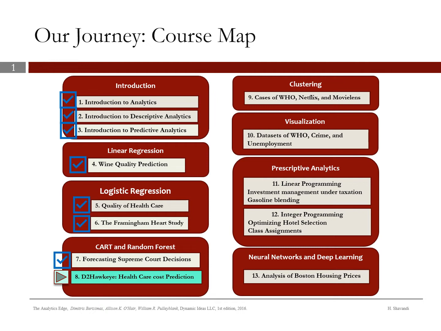On the course map, we are still in the category of CART and random forest methods. In lecture 7, we saw how the CART and random forest method can be applied to forecast the Supreme Court decisions. And in this lecture 8, we are going to apply the CART method to predict the healthcare costs.